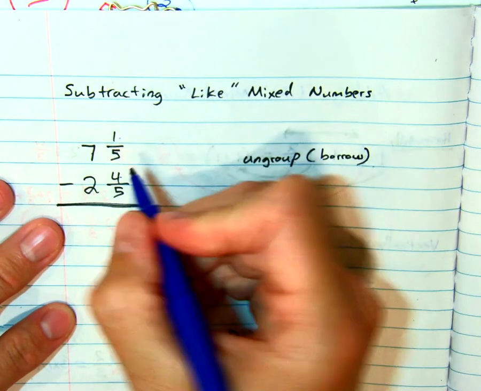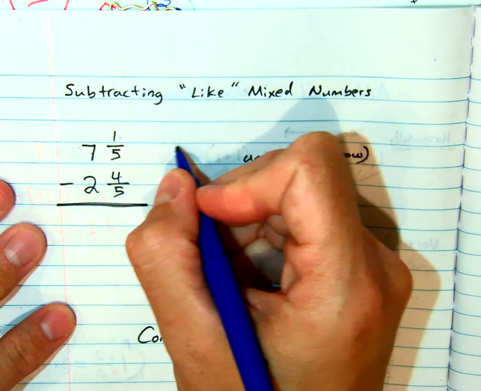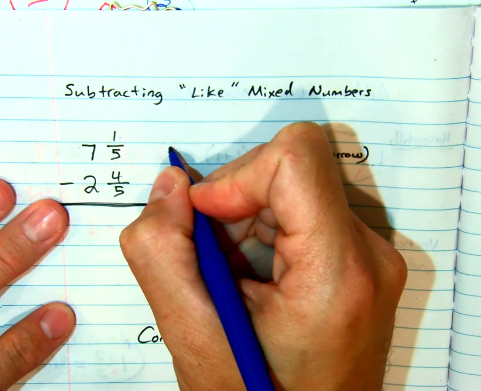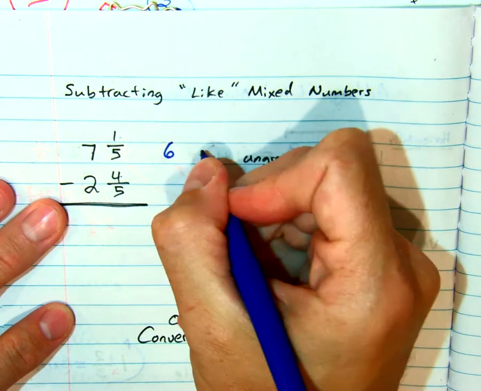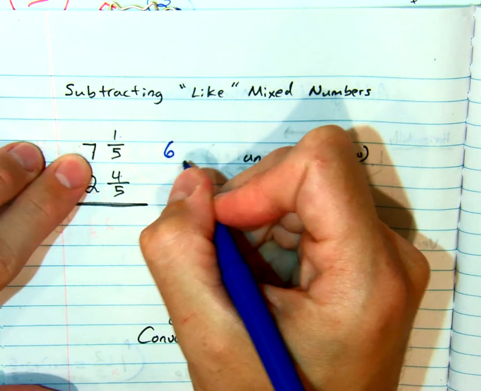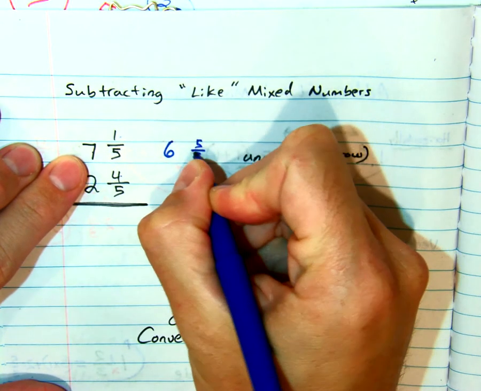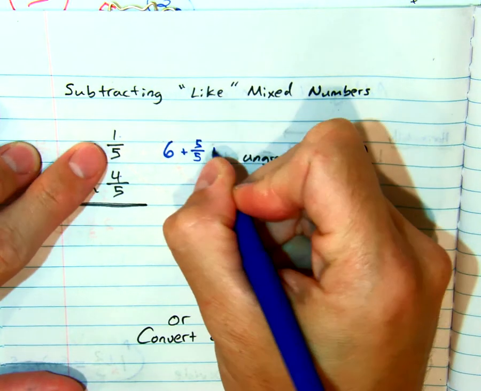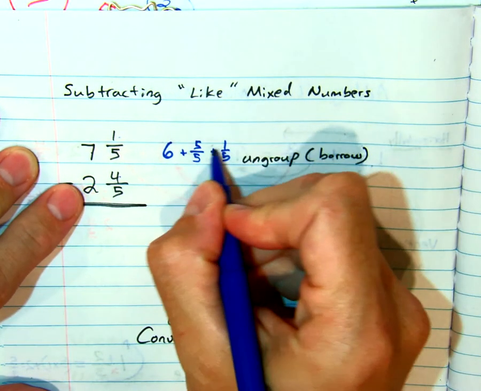So where I get that from is my 7. I'm going to have to regroup this as, let's take 1 whole away from 7. So 1 whole away from 7 would get us 6. And that 1 whole, we're going to represent it as a fraction of 5. So it'd be 6 plus 5/5 plus 1/5. Now we can add those up. What's the 5 and the 1 get us?